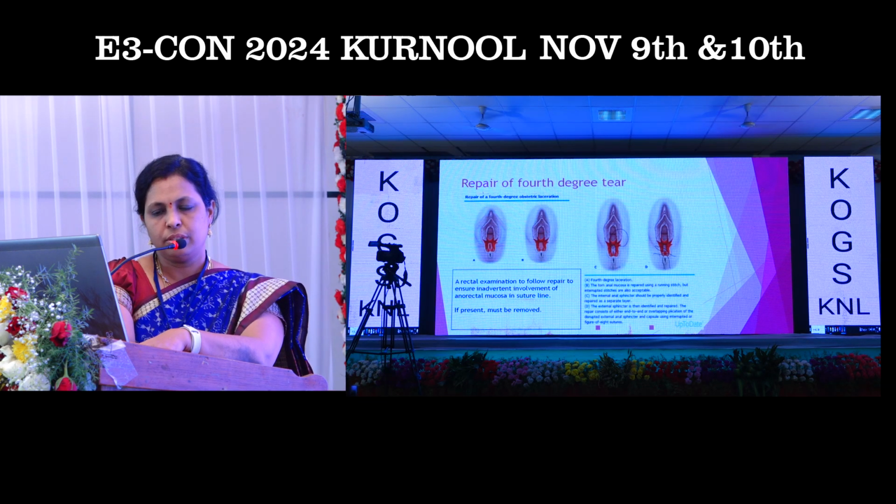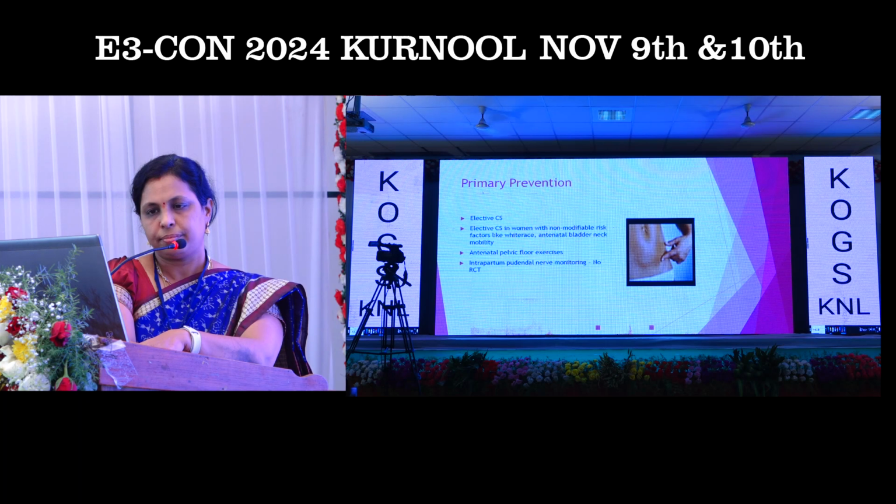Now this brings us to the summary. The torn mucosa is repaired using a running stitch. Interrupted sutures are also acceptable. The internal sphincter is repaired as a separate layer. The external sphincter is then identified and repaired, either with an end-to-end anastomosis or an overlapping technique.